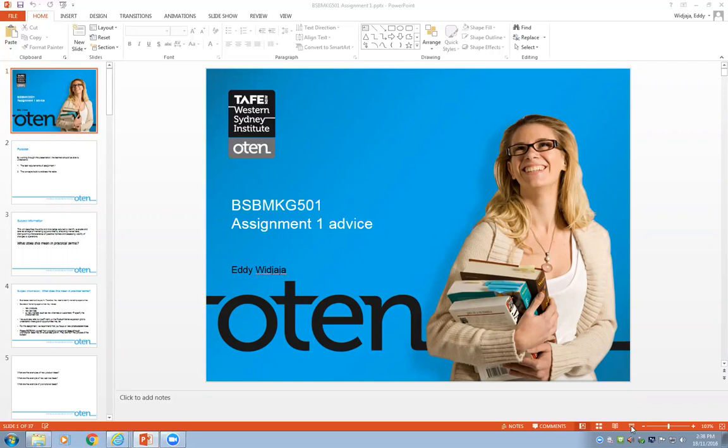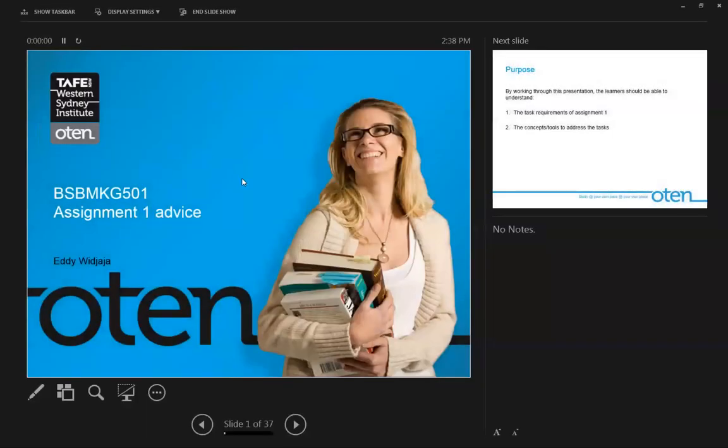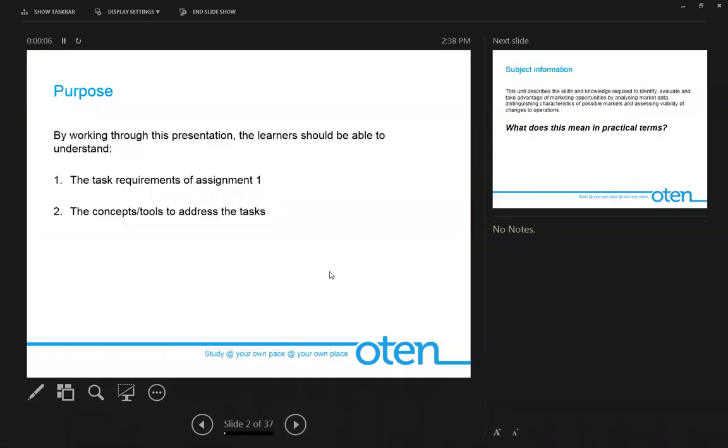I'm going to discuss with you assessment one of BSBMKG501, identify and evaluate market opportunities. Right, just enlarge the screen. Okay, the purpose of this presentation is to discuss the task requirements of assessment one, and we are going to discuss the concepts and tools to address all tasks. Okay?